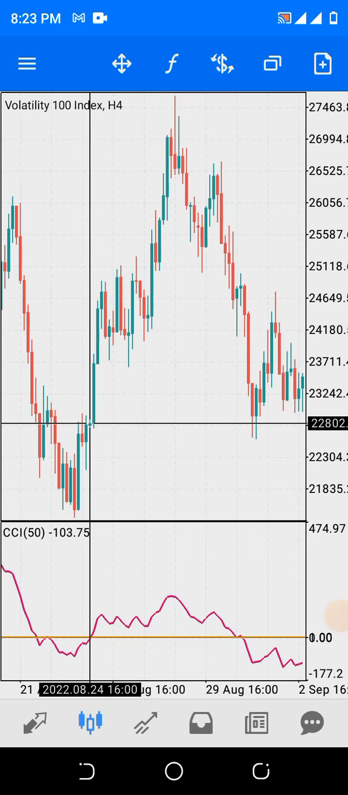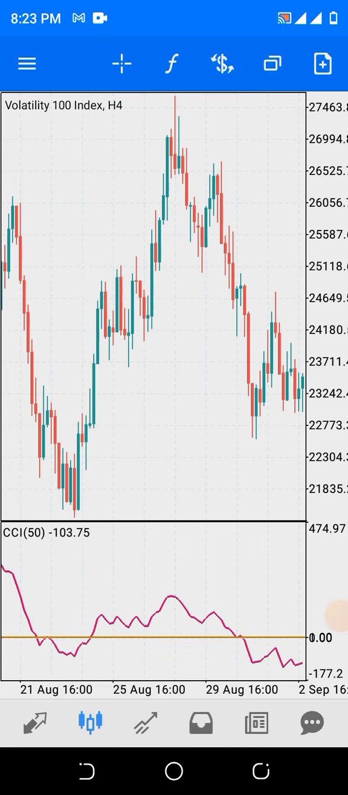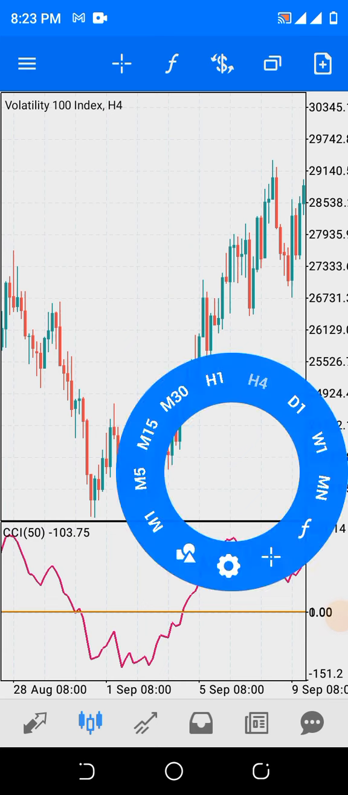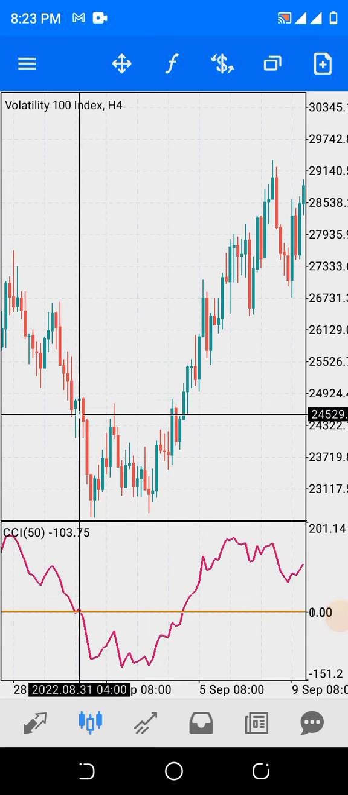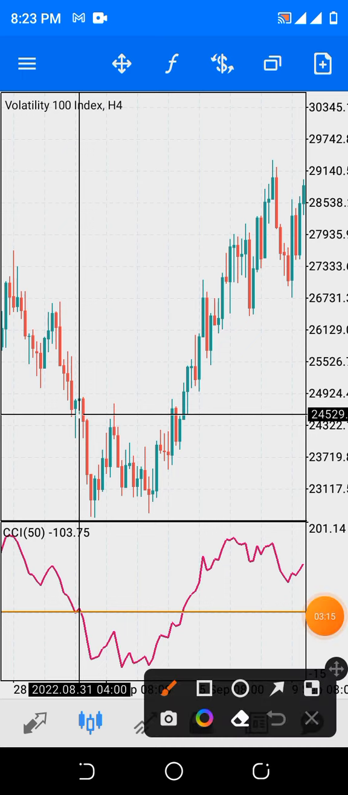Now here is another crossing. Look at it. Another crossing. This is the downward crossing. So it is a clear sell signal. Trace it to where the crossing occurs. Look at where I want you to make your sell entry. So here is a small profit. Do you understand?